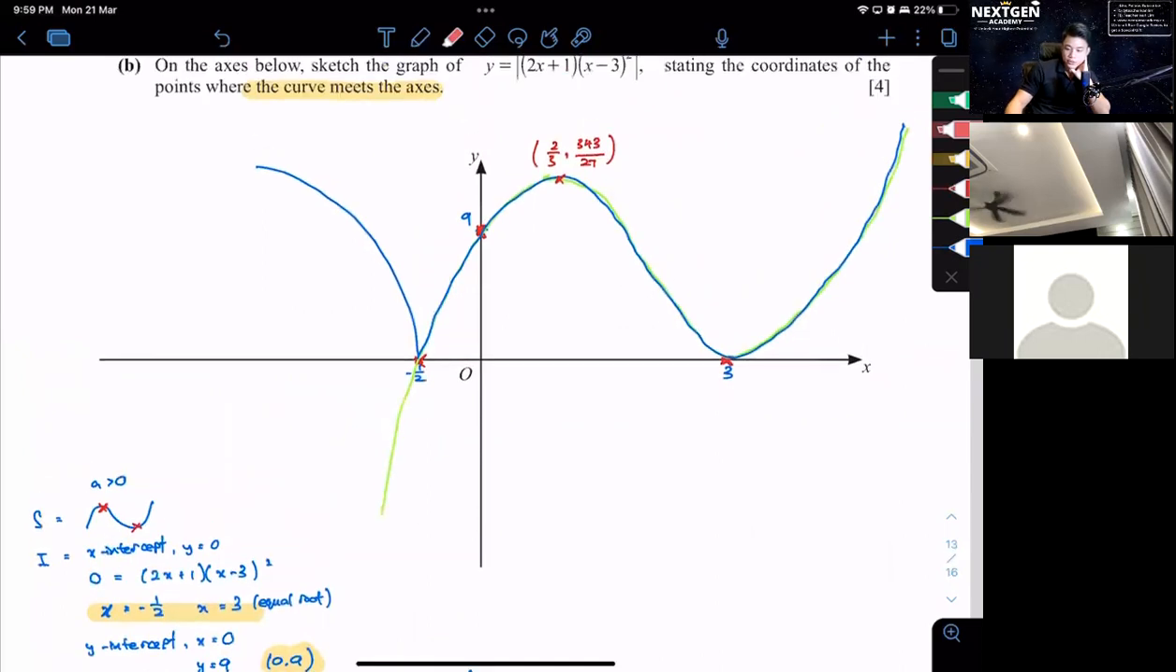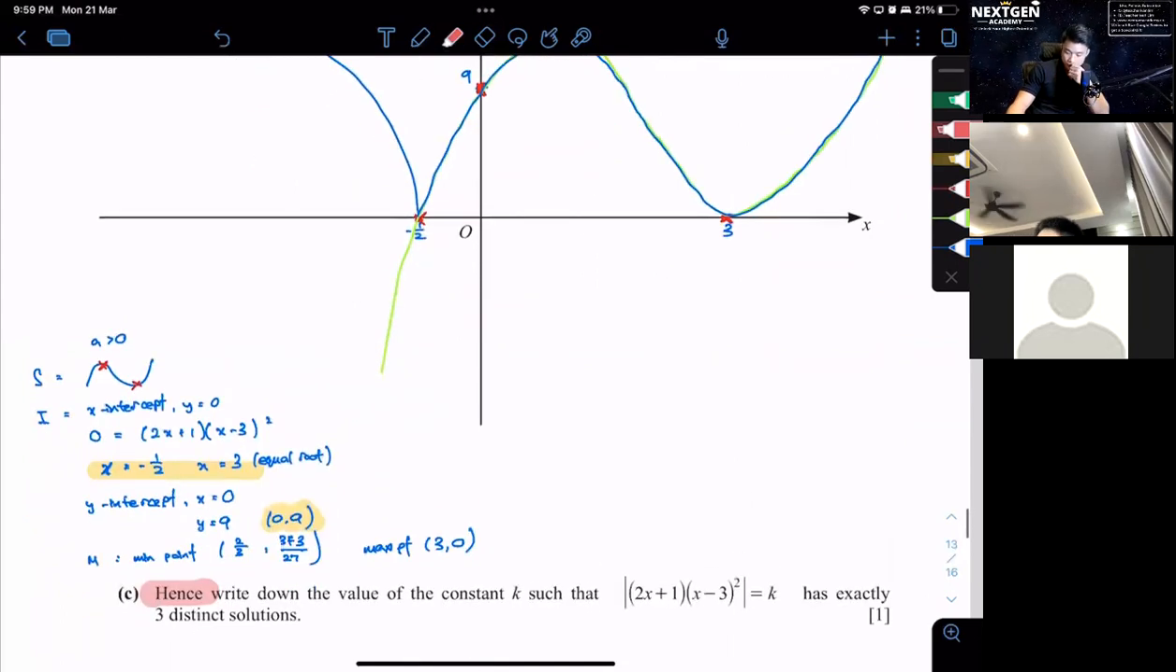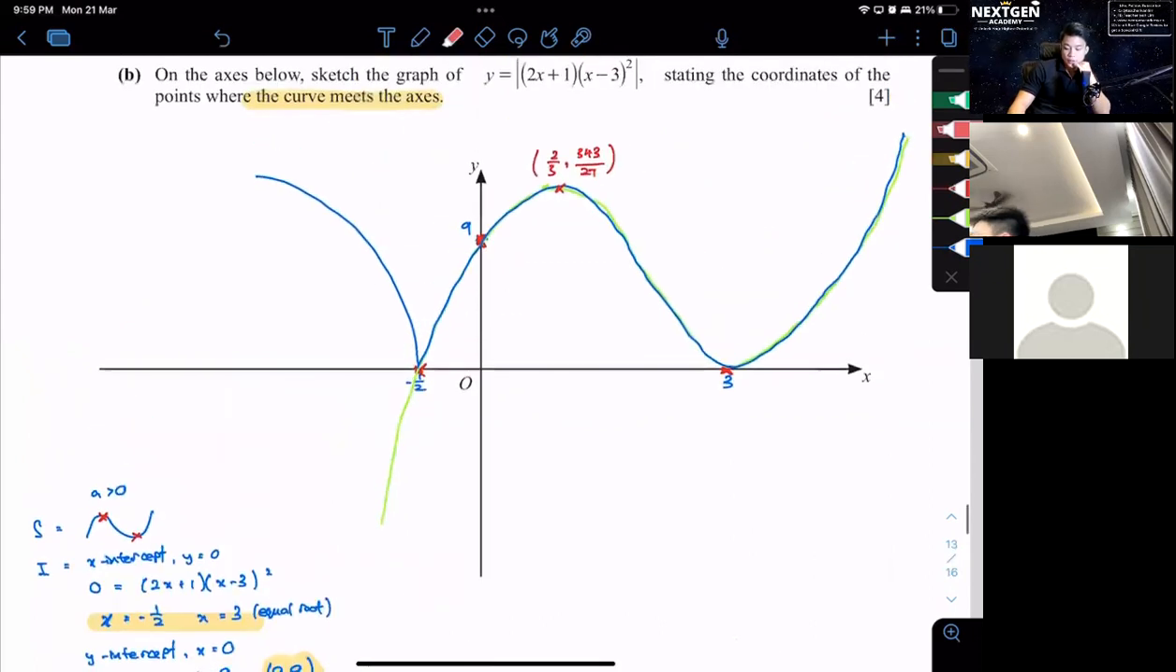Okay, you all understand this question? Has exactly 3 distinct solutions. That means we want to find a k value. K value means y equals k value, where k is a constant, which is a value, where it will give me 3 solutions. So if y equals a value, that means it will be a horizontal graph.